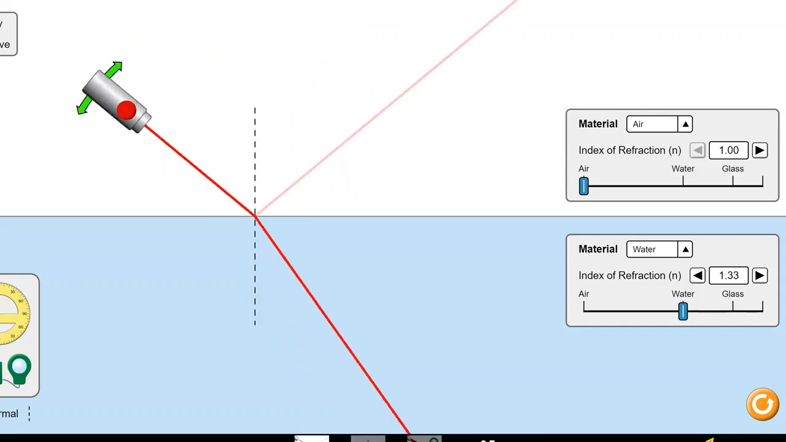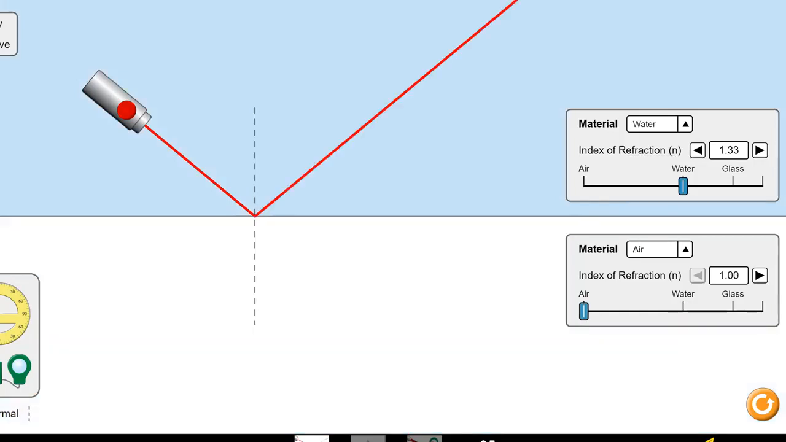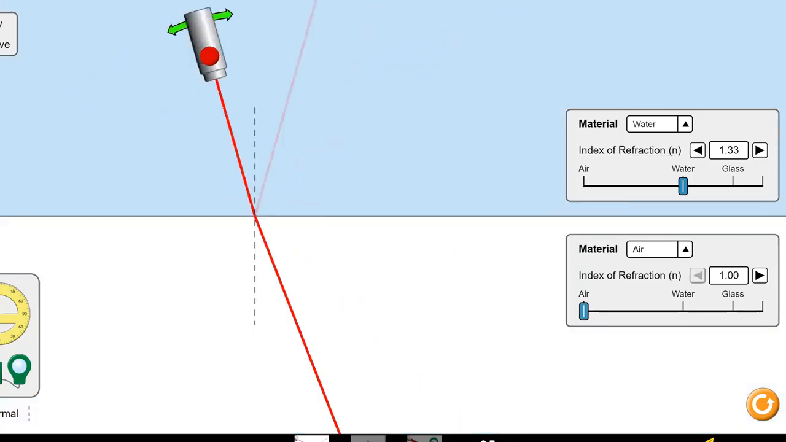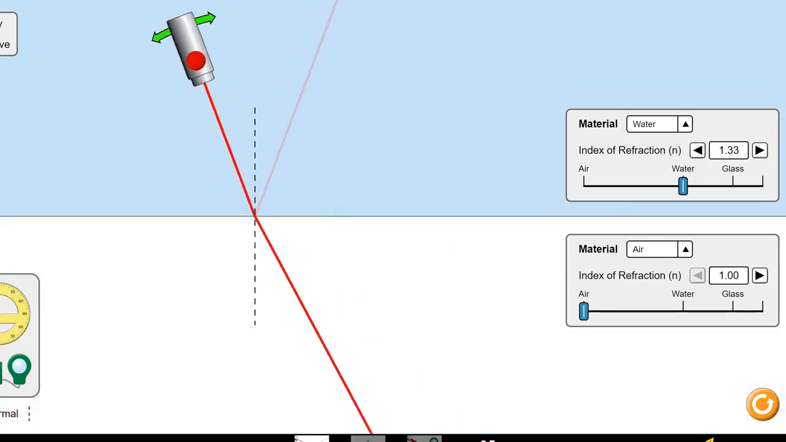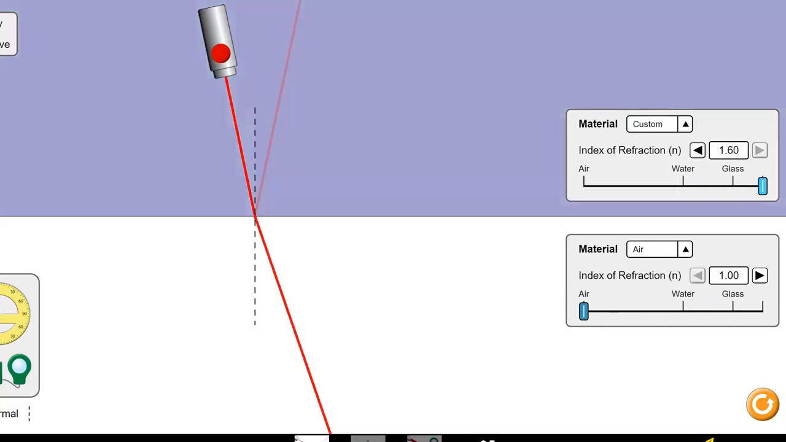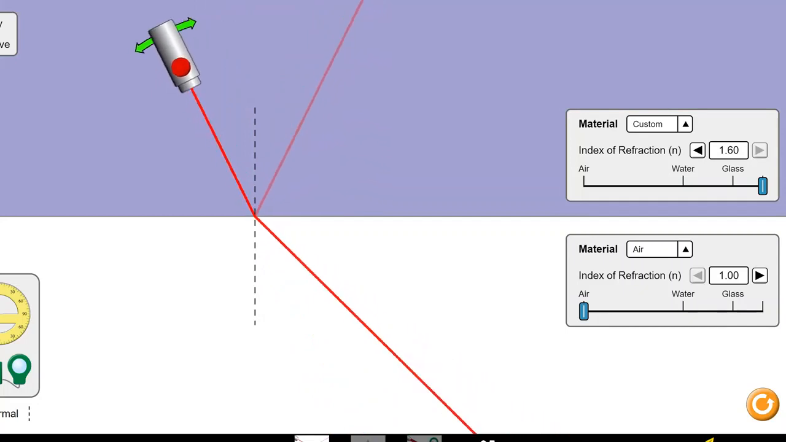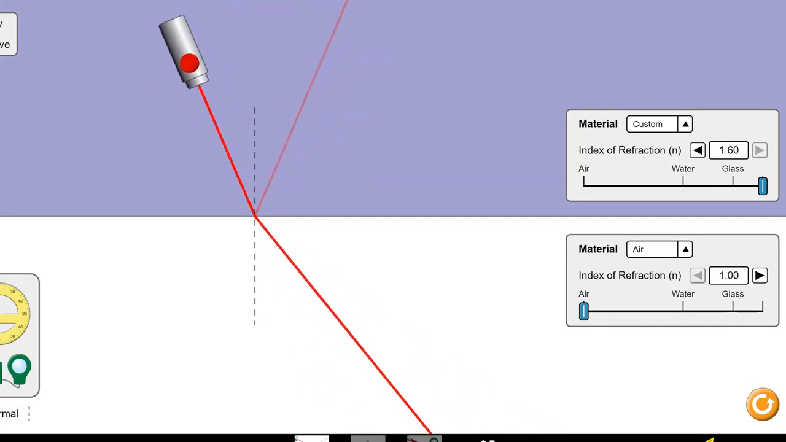As you could see, as the light enters a more optically dense medium, it bends towards the normal. And if we change it, so now it's going straight through because it's the same. If we change it like this, you could hopefully see that it bends away from the normal. And if we even change this, let's make it all the way. Okay. So now you could hopefully see that it's definitely bending away from the normal as it enters the air on the bottom.